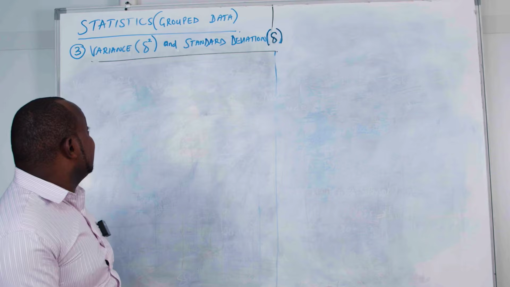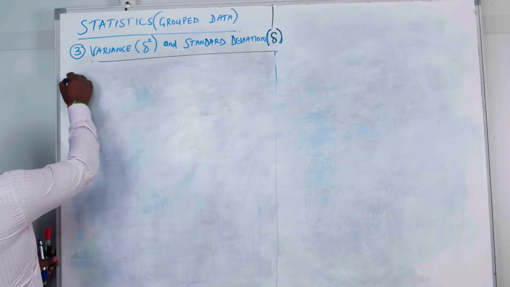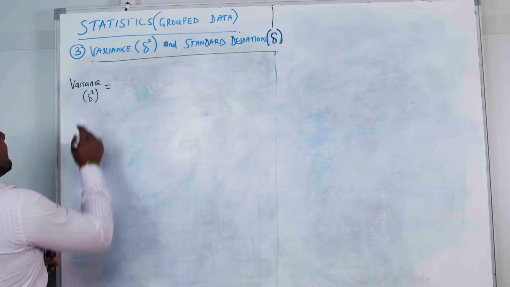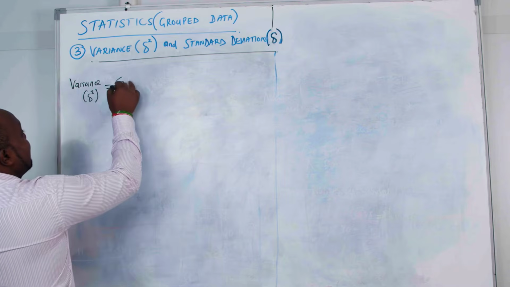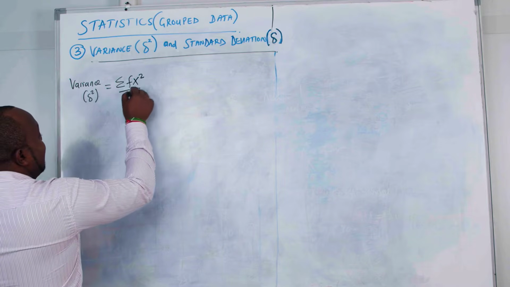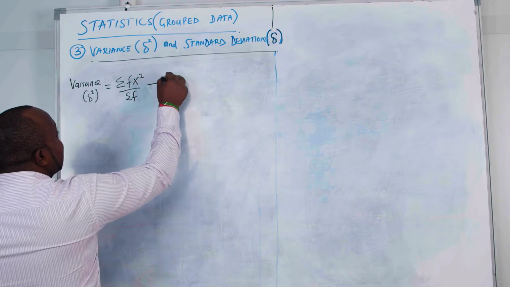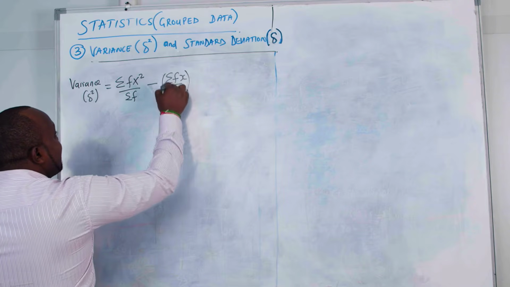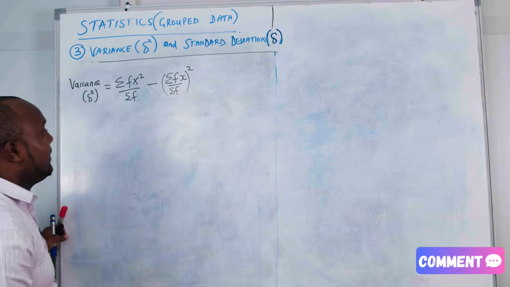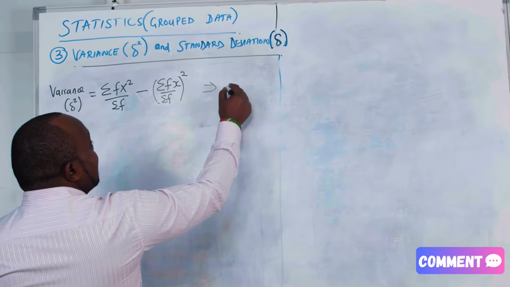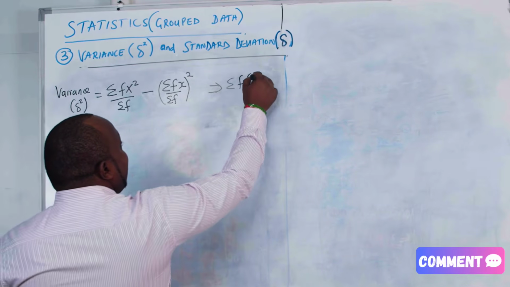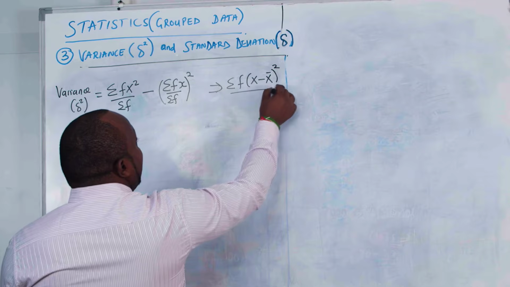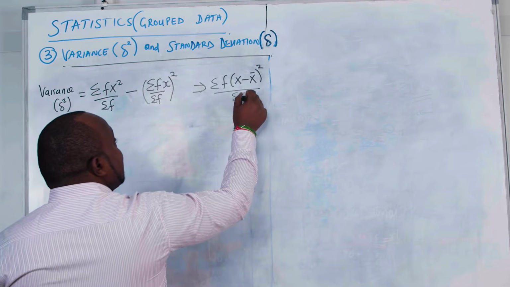There are two formulas. The first formula for the variance: sigma squared equals summation of x squared all over summation of f, minus summation of f x all over summation of f, everything squared. Also, you can use another formula: the summation of f times the difference between x, our midpoint, and our mean, squared, all over summation of f.